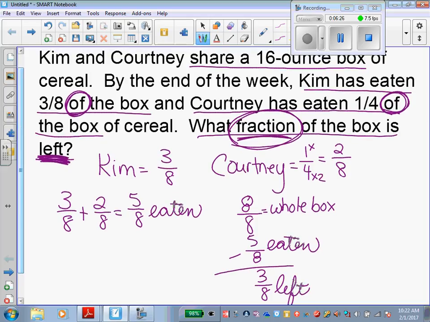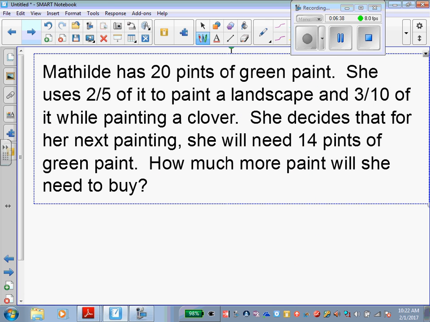Okay, does everybody see that? Does everybody have it written down? All right, does everybody have everything labeled? Okay. I'm good to change slots. All right, let's look at the next one.